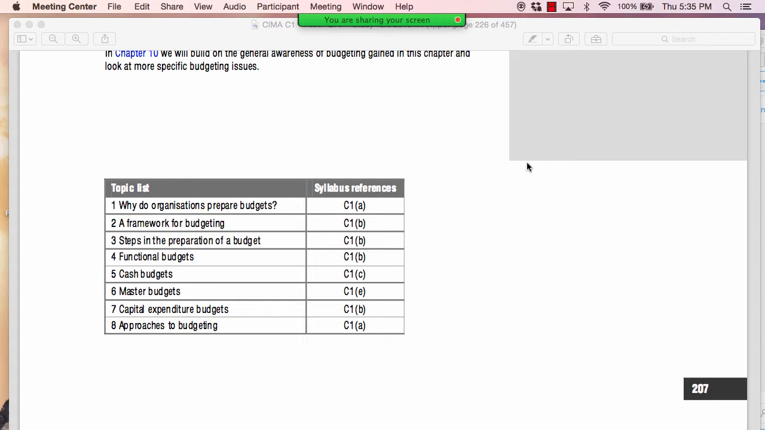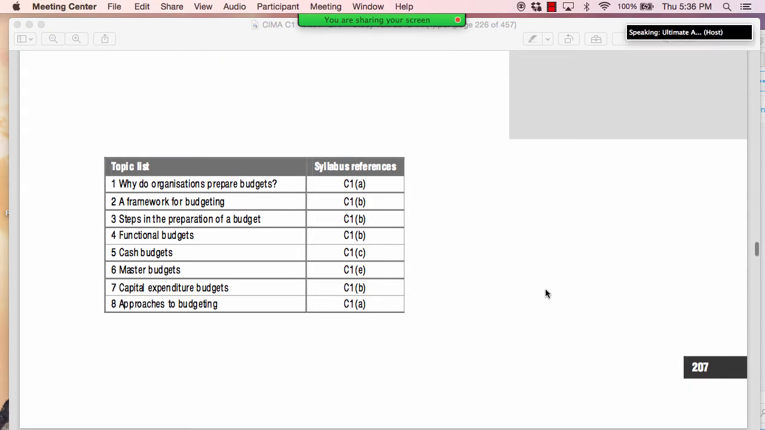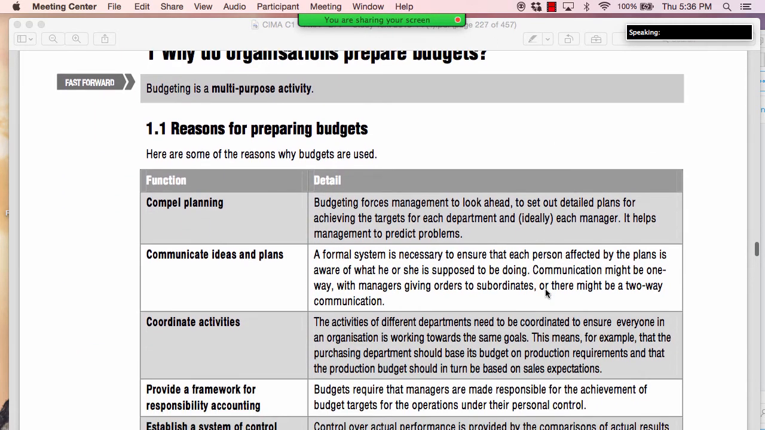So let me ask you the first question. Why do organizations prepare budgets? Noor, what do you think? To get an idea about the expenses and the possible incomes. Correct. Any other views, Shahid? To forecast whether they will be able to go ahead with their planned objectives. Correct. Yes. Let us see what the book says.